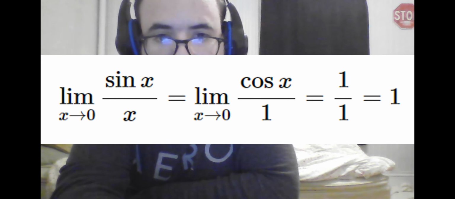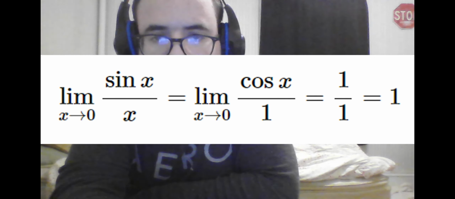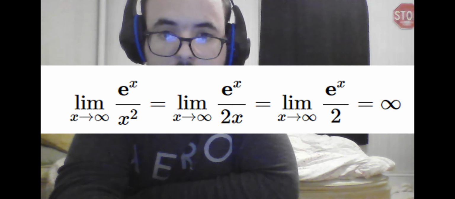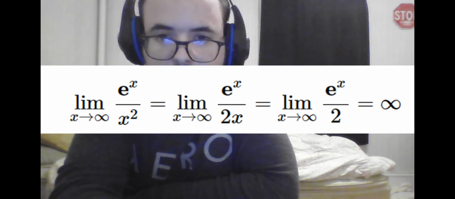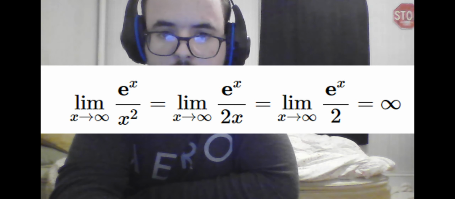You can also use L'Hopital's rule more than once because of how it is specifically defined. For example, if we take the limit as x approaches infinity of e to the power of x over x squared, if we just try using the normal L'Hopital's rule, we have e to the power of x over 2x, which is still infinity over infinity. But when we take L'Hopital's rule again, we get e to the power of x over 2, which is simply infinity, because infinity divided by a finite number, as long as it's not 0, is simply infinity.